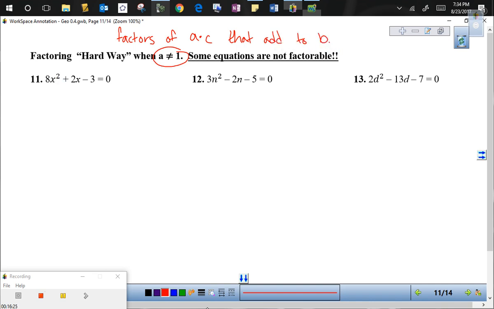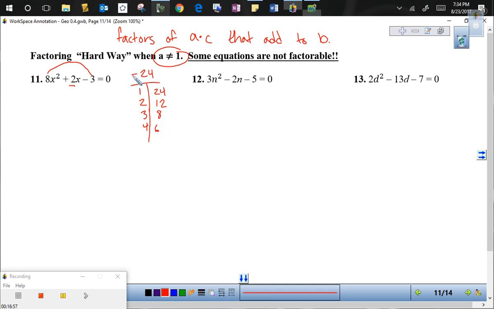Okay, so A times C is 8 times negative 3. This negative 24 means I'm looking for a difference of 2. So my factors need to have a difference of 2. So I've got 1, 24, that one doesn't work. 2 and 12, that one doesn't work. 3 and 8, still no. 4 and 6. Notice 4 and 6 have a difference of 2.